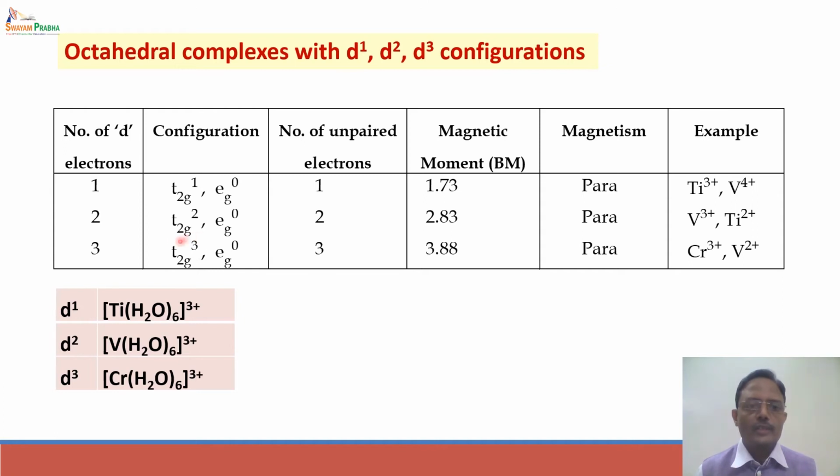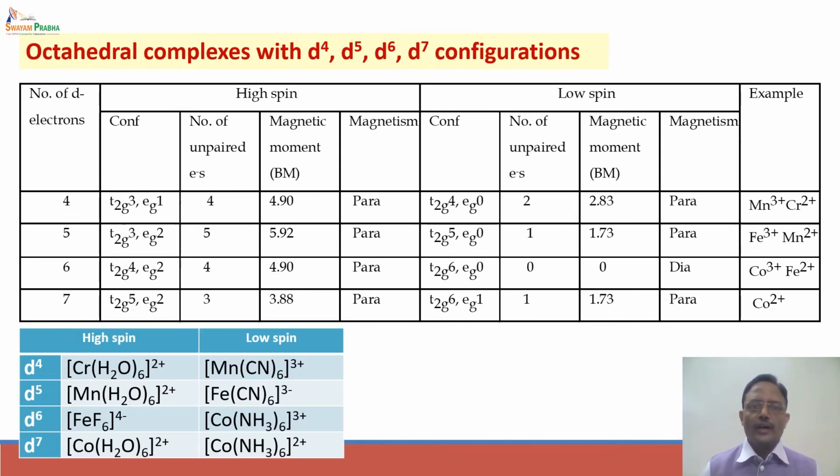Similarly, in case of d2 system, the 2 electrons are present in t2g orbitals. Since there are 3 t2g orbitals, both the electrons remain unpaired and the spin only magnetic moment is calculated as 2.83 Bohr magneton. Similarly, in case of d3 system, all the 3 electrons are in t2g and all 3 are unpaired. As a result, the spin only magnetic moment comes out to be 3.88 Bohr magneton. So all the 3 are paramagnetic in nature, and these are examples of metal ions involved in d1, d2 and d3 configurations.